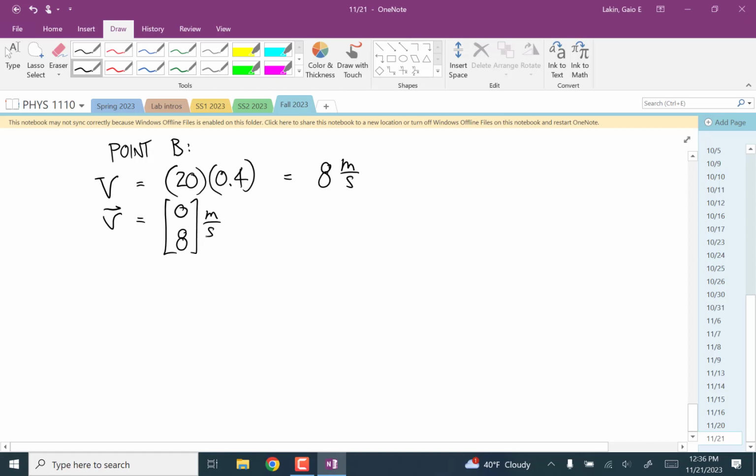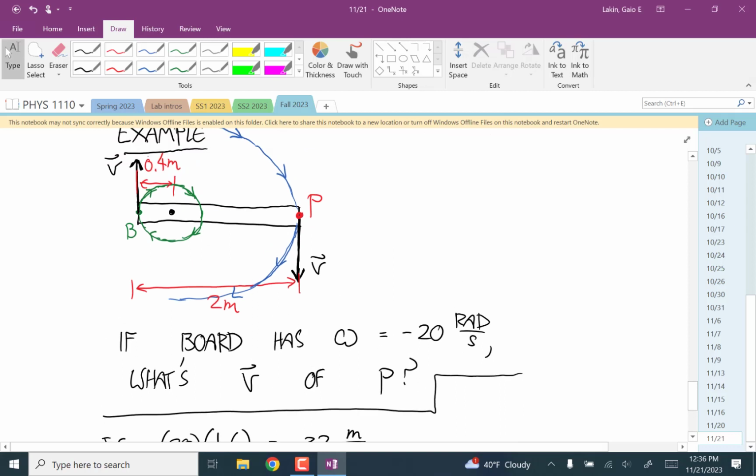So even though those 2 points are on the same body that has the same angular velocity, the directions and the magnitudes of the velocity are different. Without doing a calculation, what's the velocity vector of the black point? Nothing. 0, right, because that R value is 0. So no matter what the angular velocity is, there's no velocity of that point.